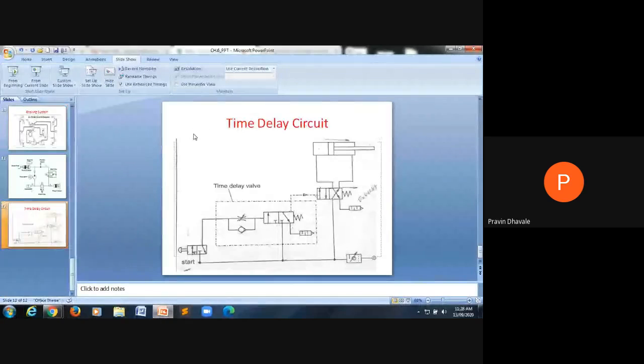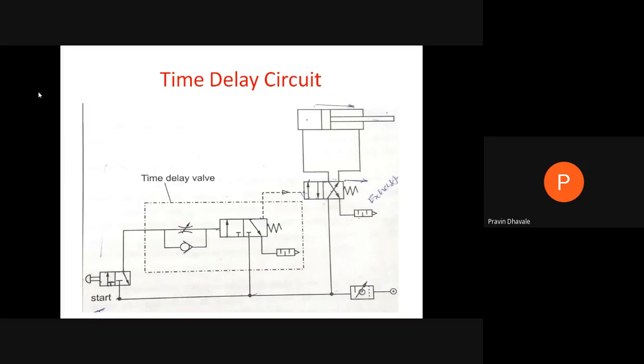याच्यामध्ये काय अडचण टाइम डिले सर्किट मध्ये? No, sir. Okay.